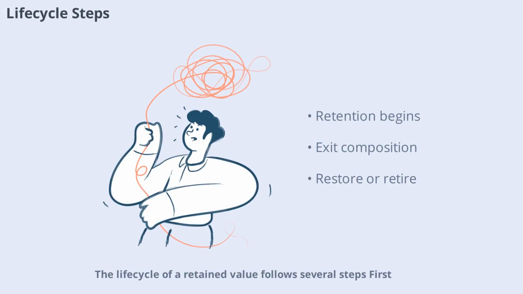The lifecycle of a retained value follows several steps. First, retention begins when the scope is notified that content is about to be temporarily removed, such as during a configuration change. Next, content exits composition and values from remember are forgotten, but retained values are handed to the scope. When the composable returns with matching keys, the retained value is restored. Finally, retention ends and unused values are retired. This process ensures state continuity across configuration changes.